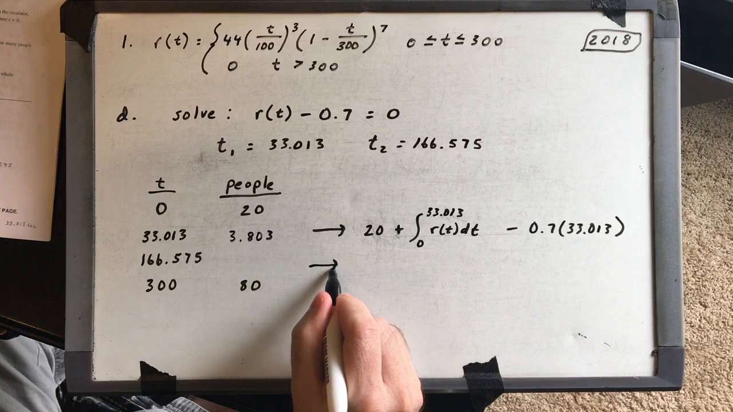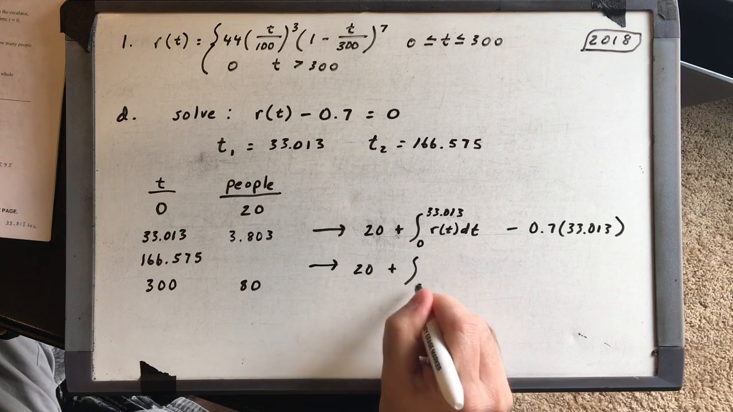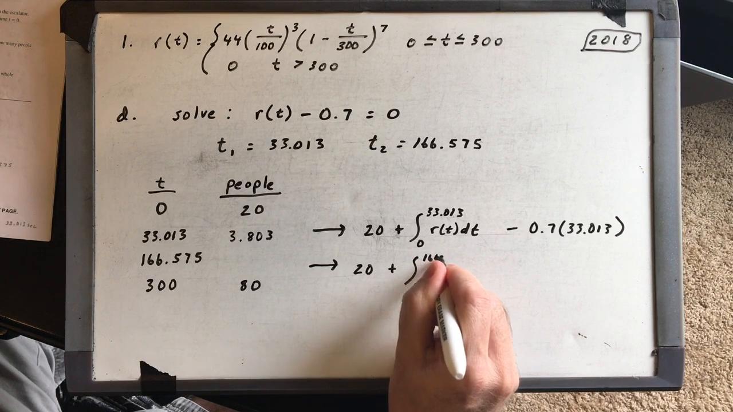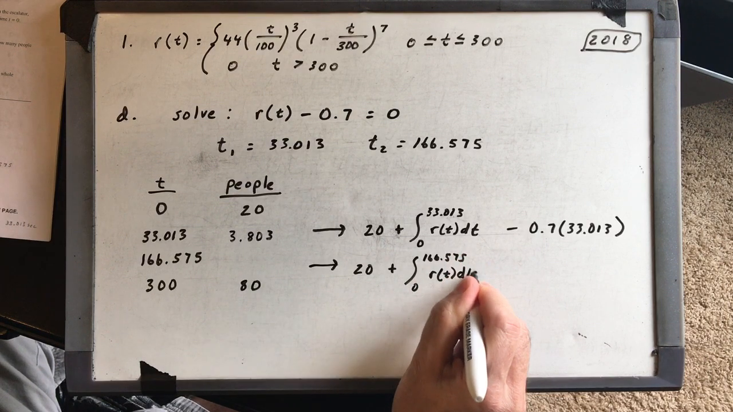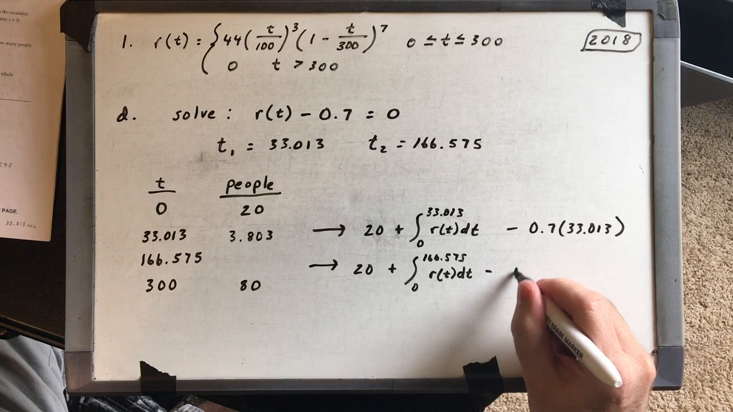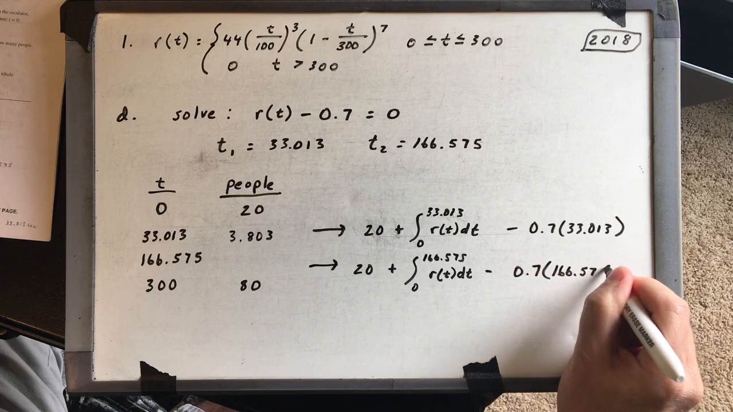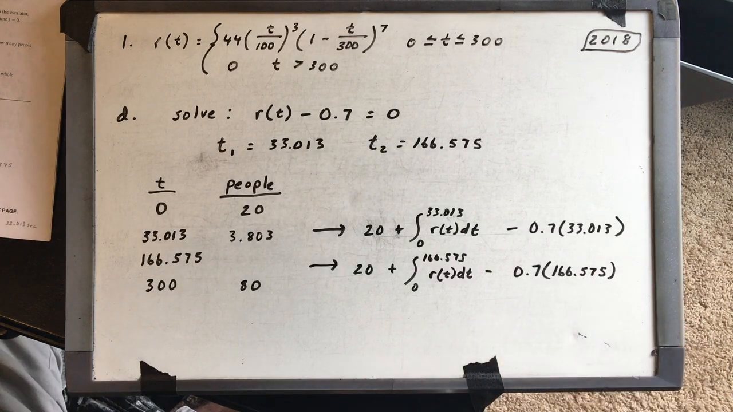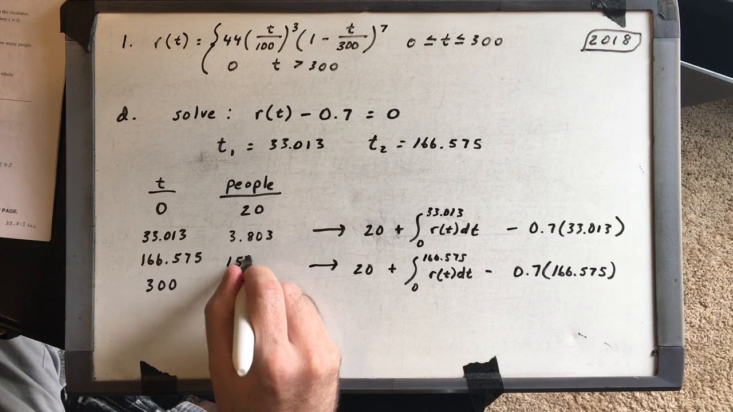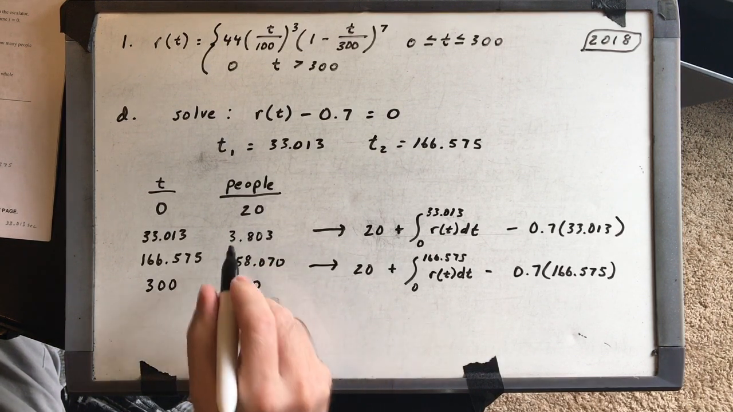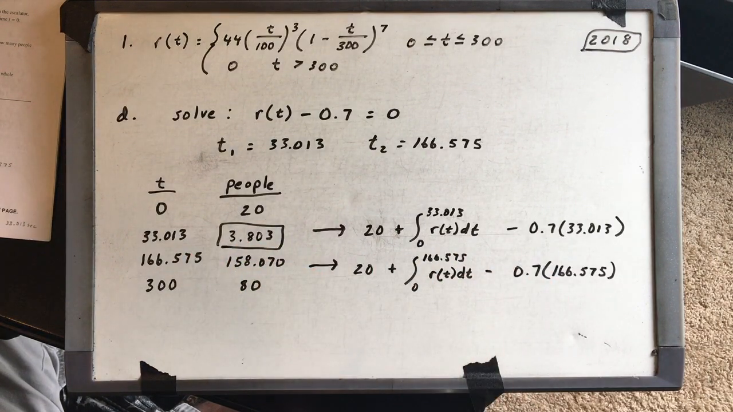We're going to do the same thing for 166.575. 20 plus the integral from 0 to 166.575 of r of t dt minus 0.7 times 166.575. That's how many people left during that interval. And you'll get 158.070. So that is your answer. You circle that. This is your justification.